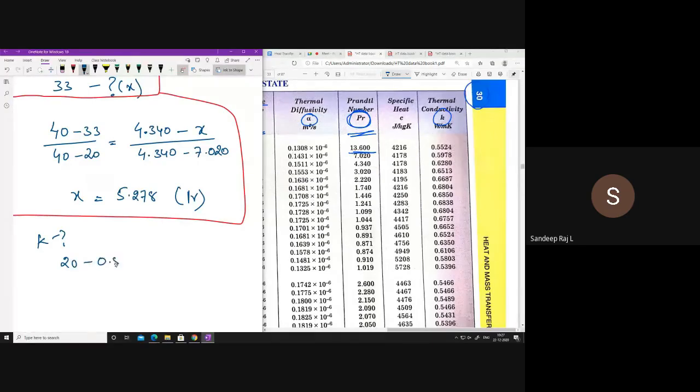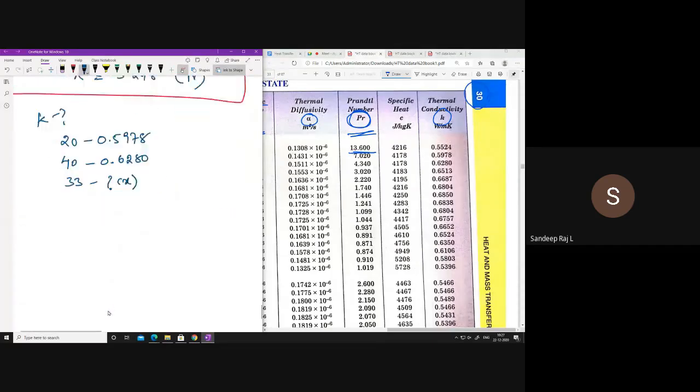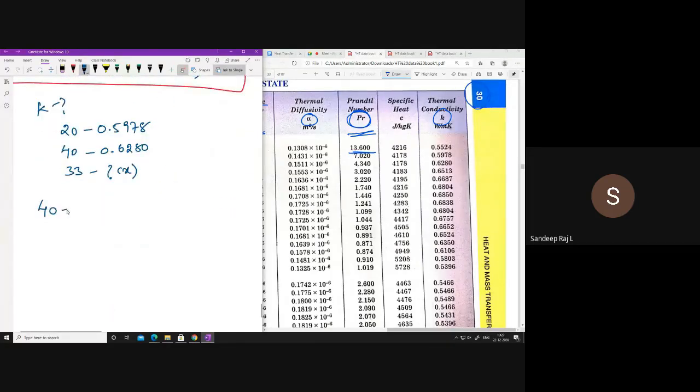For 20, the K value is given as 0.5978. For 40, it is given as 0.6280. For 33, you have to get it, x. Do it fast. (40 minus 33) by (40 minus 20) is equal to (0.6280 minus x) by (0.6280 minus 0.5978). X value, tell me.